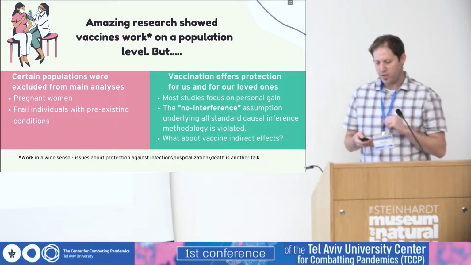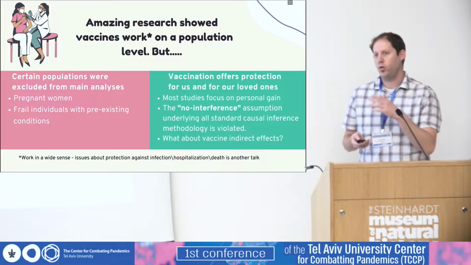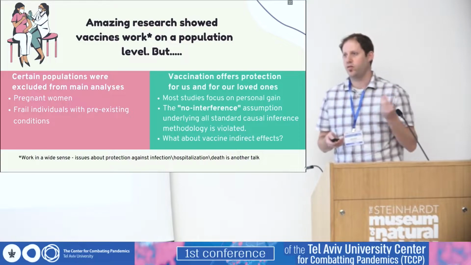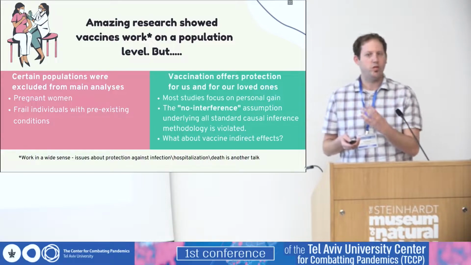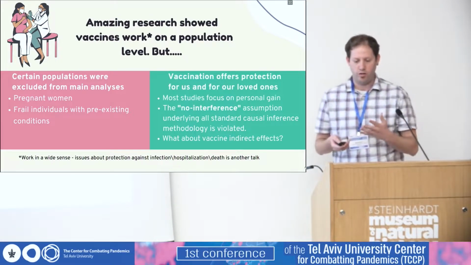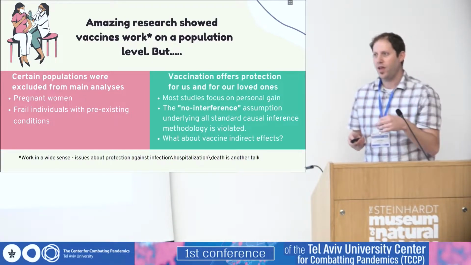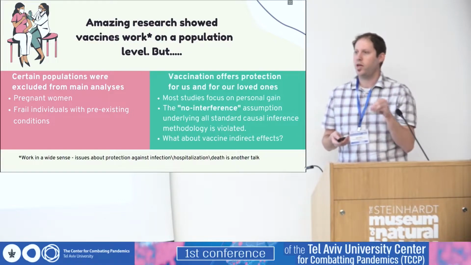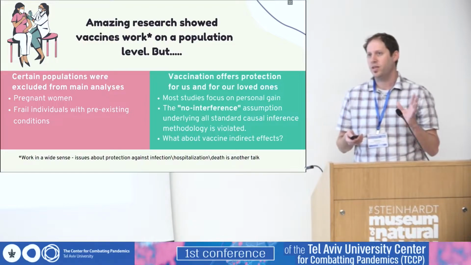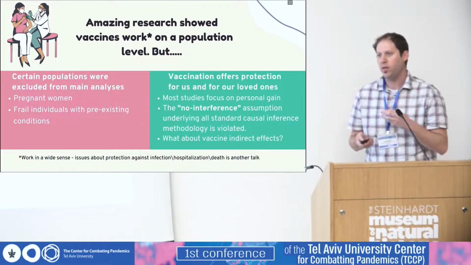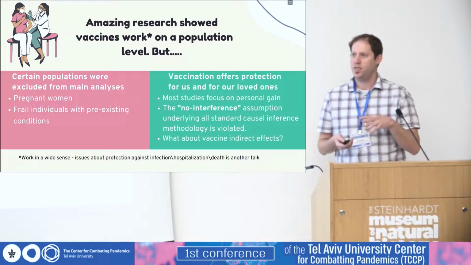So this is one facet I want to talk about, and the other one is that vaccination offers protection not only for the person who got vaccinated, but also to their surroundings. So when I got vaccinated, not only did I protect myself, I also contributed to the protection of my wife and daughters. And while this sounds really logical, when I teach causal inference, in the first lecture I say that all the standard causal inference methodology relies on an assumption we call no interference, which says basically that my treatment, which could be a vaccine, or any treatment, does not affect other people, which is not the case here. So I want to talk about vaccine indirect effects.